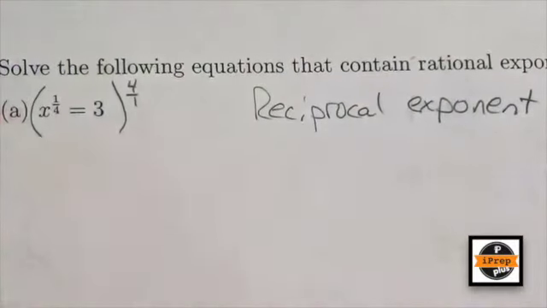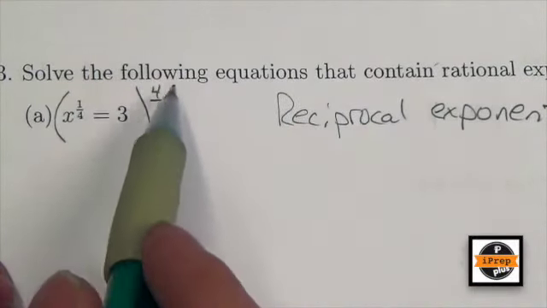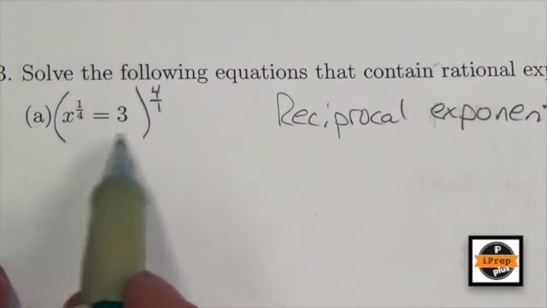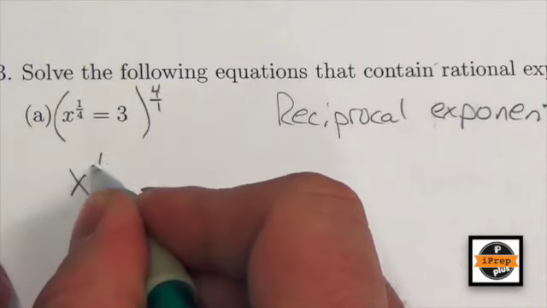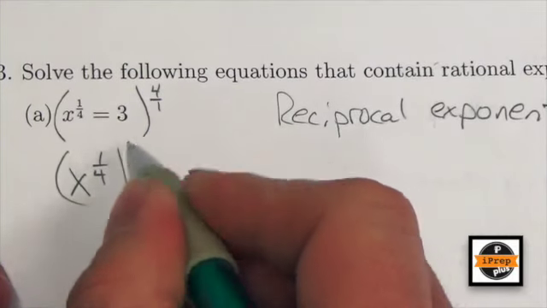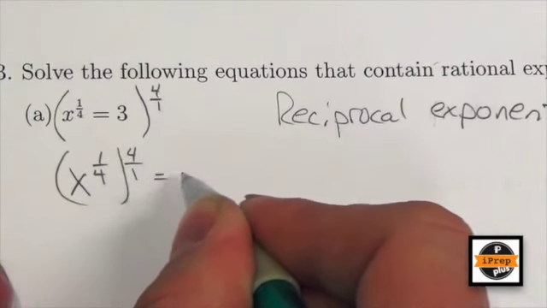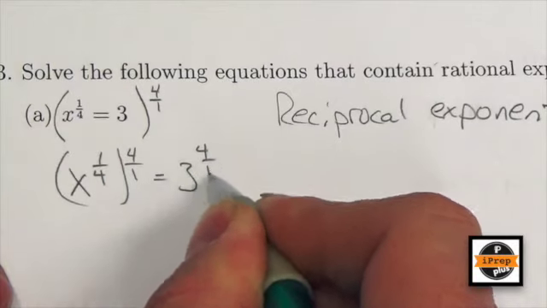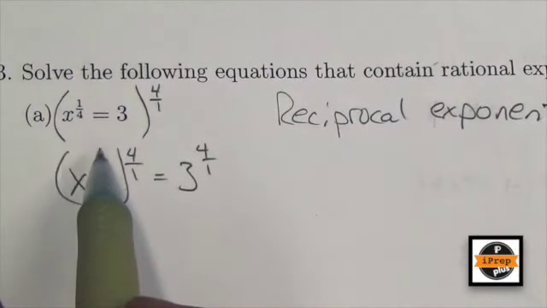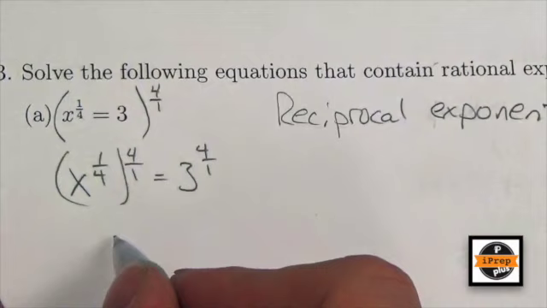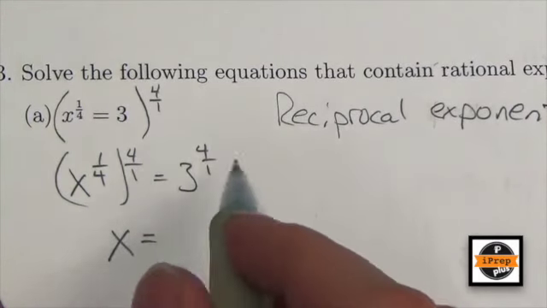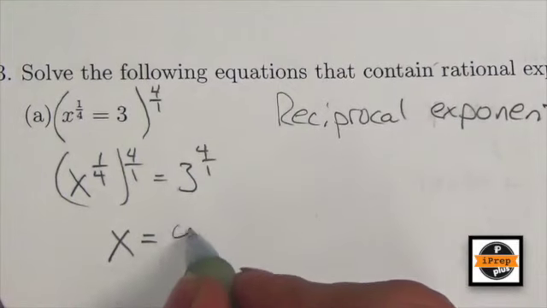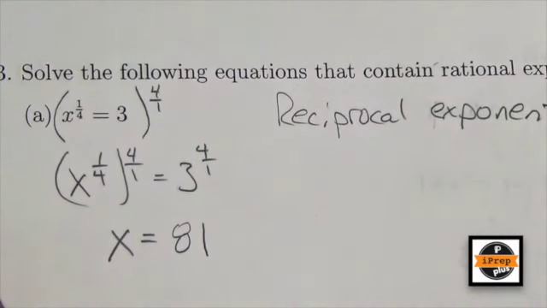Now, the reason for that is because when I put this to the reciprocal exponent, to the 4/1, bear in mind that I'm now creating a power of powers. So what I'm going to do is multiply these exponents together. So this will be x to the 1/4, that's what's there, multiplied by 4/1, and this will equal 3 to the 4/1. On the left-hand side, 1/4 and 4, when you multiply them together, they just become 1. So we're left with x. And now when I evaluate 3 to the 4, I get 81.